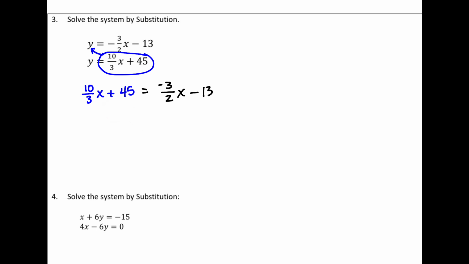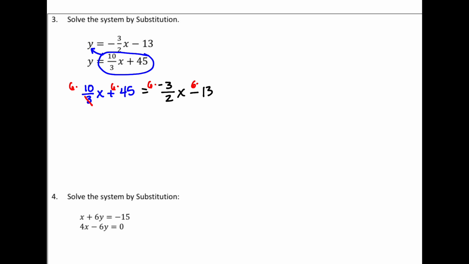Now you need to deal with the fractions one way or the other. Either continue working with them or get rid of them. I'm going to choose to get rid of them because you've already been taught how to do that. I'm going to times everything by 6. Now this is why we learned the things we learned in chapter 1, right?